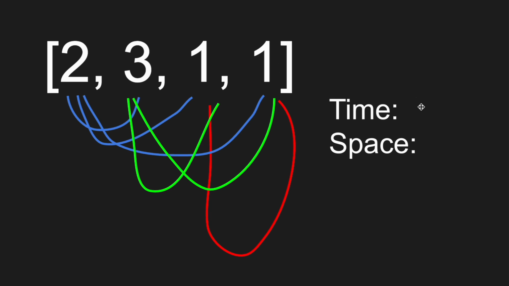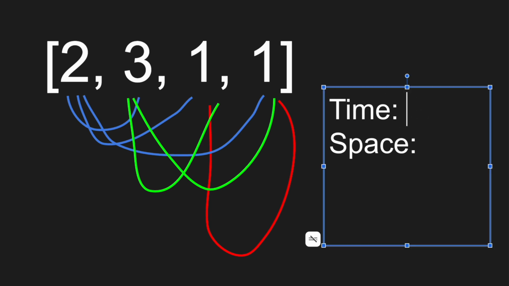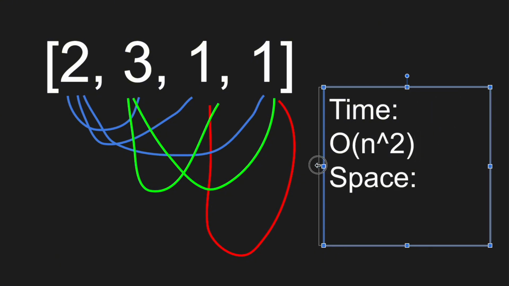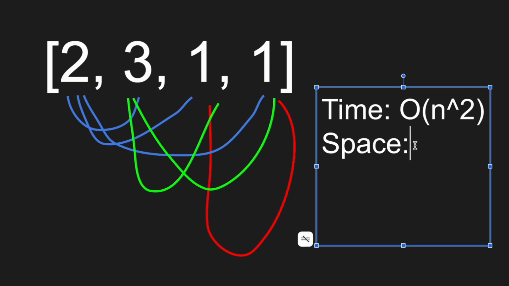Now, the time complexity of this will not be the most efficient. It would take O of n squared time, where n is the length of the array. However, the space of this would be constant because we are not using any extra space. However, there will be more efficient ways to solve this problem, and I'll show you the other ways right now.